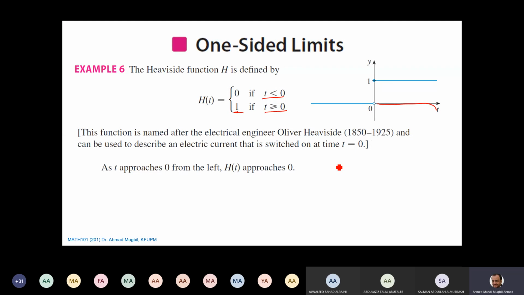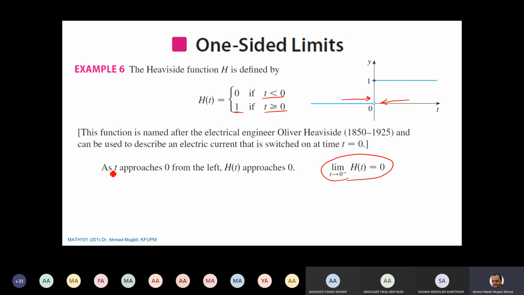Look here, at t approaching 0 from the left, the value of the function approaches 0. When you are going like this, the function approaches 0. Y is 0, here it is, the blue one. Now when t approaches 0 from the right, y approaches 1, so the value of the function will approach 1. So we will express these statements like this.